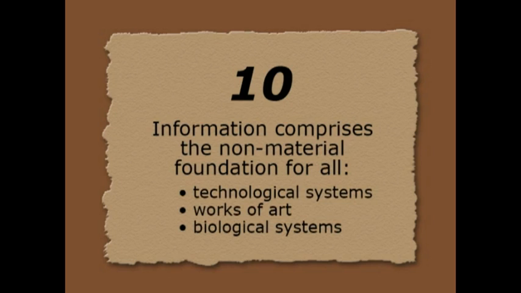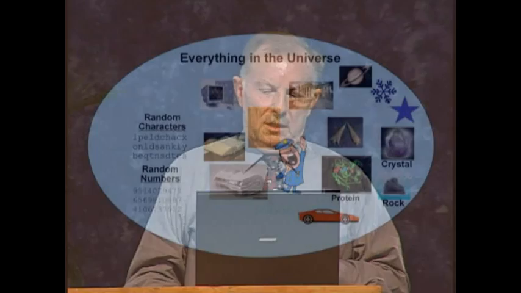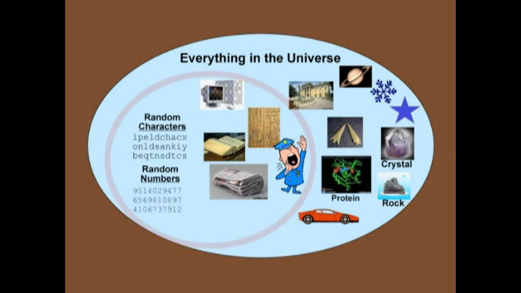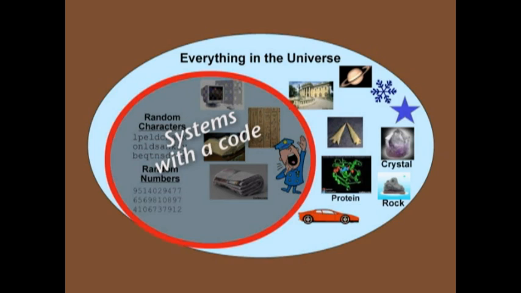Now let's have a look about information once again, because there are so many other definitions about information. You will find it in many textbooks. Here you see a thought of a philosopher, and he said, everything in the universe is information. So that's his definition of information. Or let me come to another definition. You see here, systems with a code. That's the definition of Shannon.